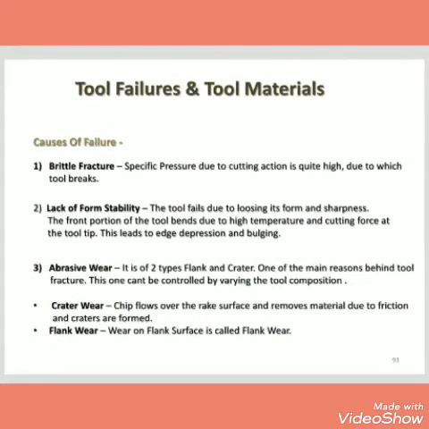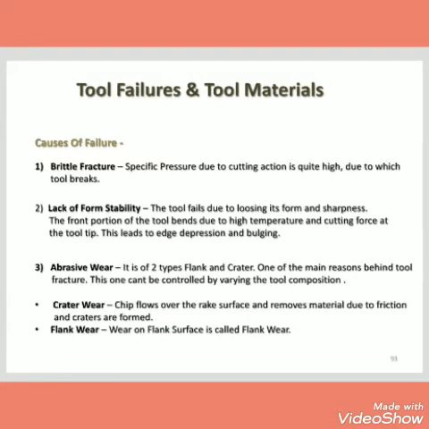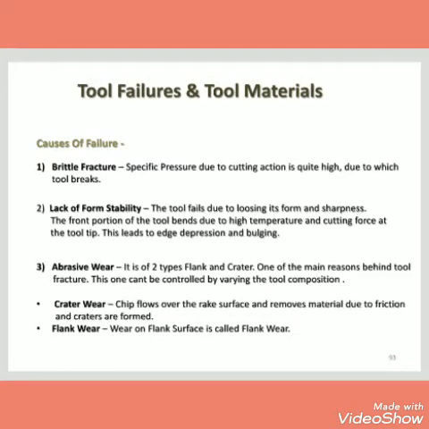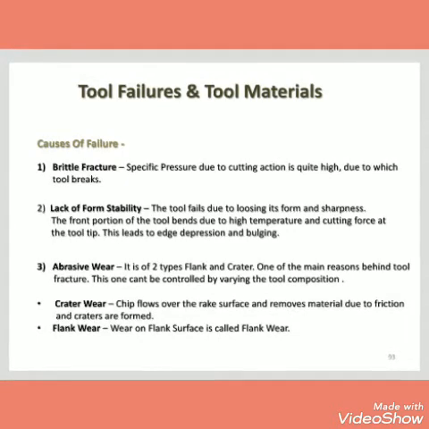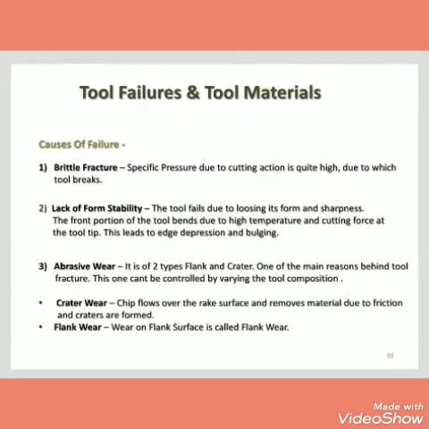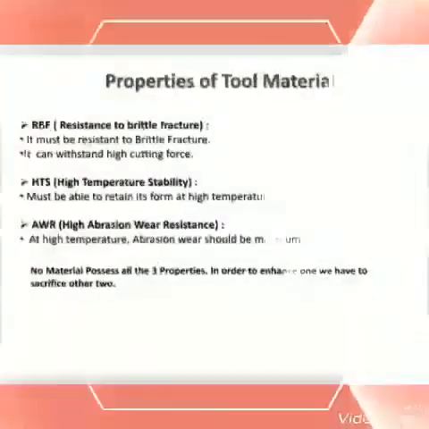First one is the brittle fracture, and next one is the loss of form stability. Next one is the abrasive wear. The abrasive wear has only two types. First one is the crater wear, and next one is the flank wear. In the flank wear, the wear on the flank surface is called the flank wear, and in the crater wear, the chip flows over the rake surface.